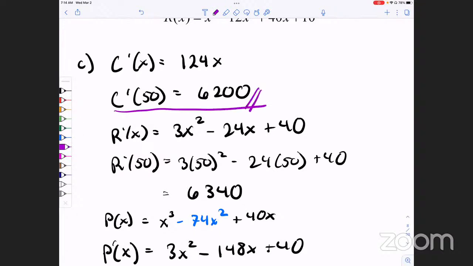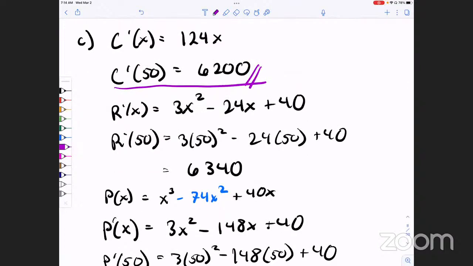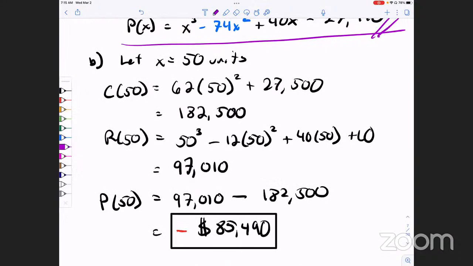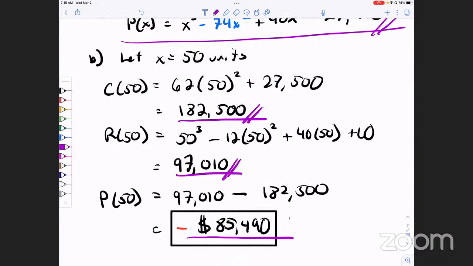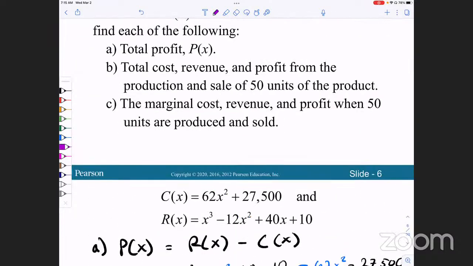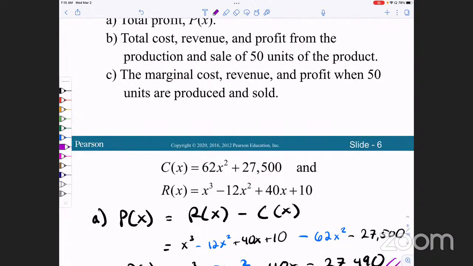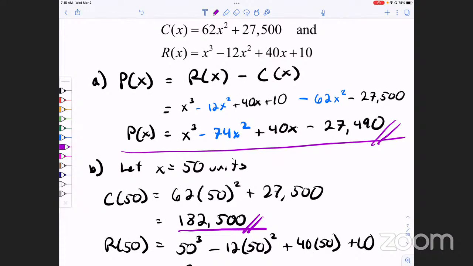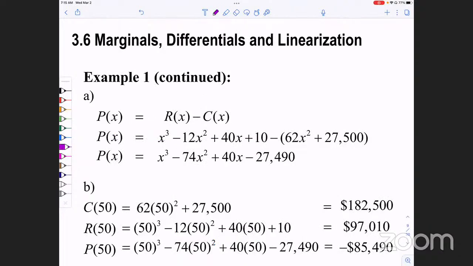The marginal cost. Also need to highlight this, and we also got this. What do we do? How do we do this? Let me charge that pin for just a moment while we go through this. Okay, so we got all of that. Let's see. X cubed, 74, 40, 27,490. X, okay, so there's there. And then I think we got all these results. So for part B, 182,500, 9,710, negative 85,490.